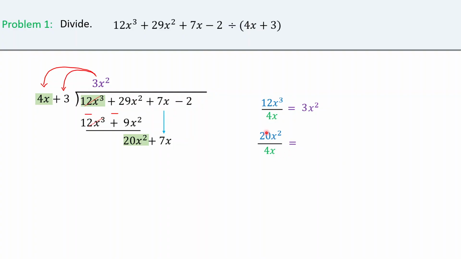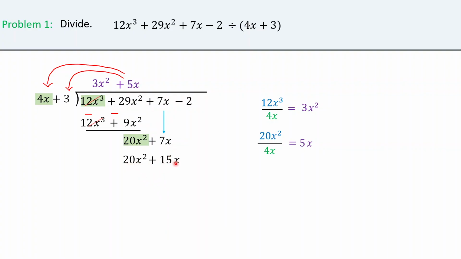20 divided by 4 is 5. X squared divided by x is x. Now you need to add these here. Now multiply 5x and 4x. 5 times 4 is 20 times x is 20x squared, and multiply 5x and 3. 5 times 3 is 15, plus 15 times x.